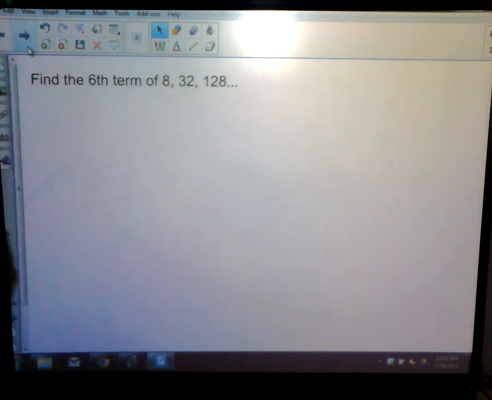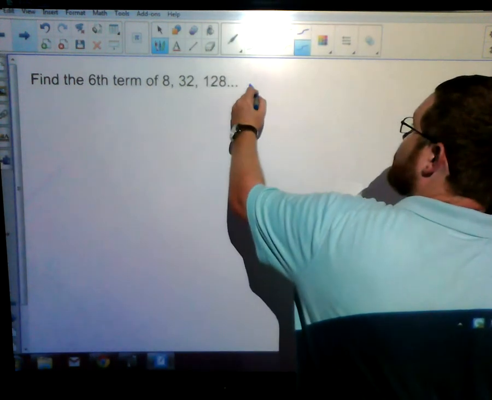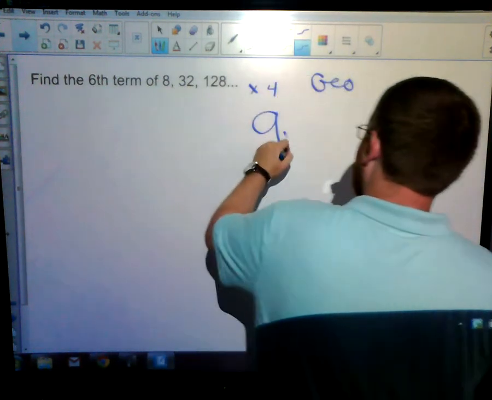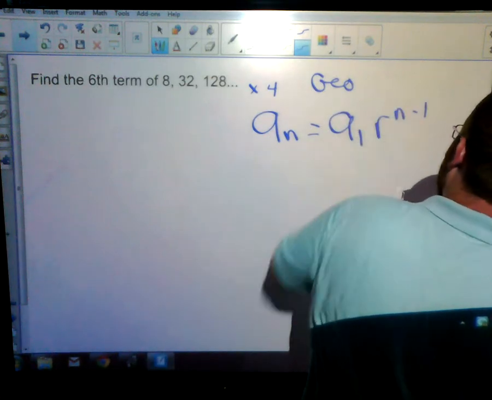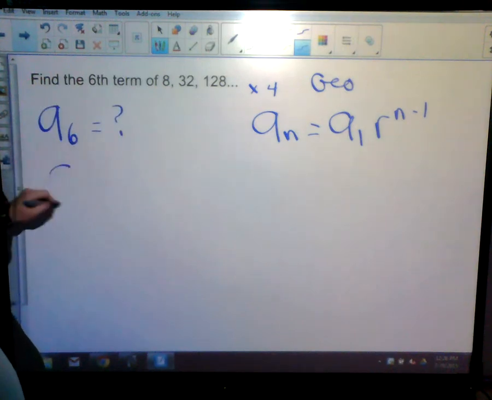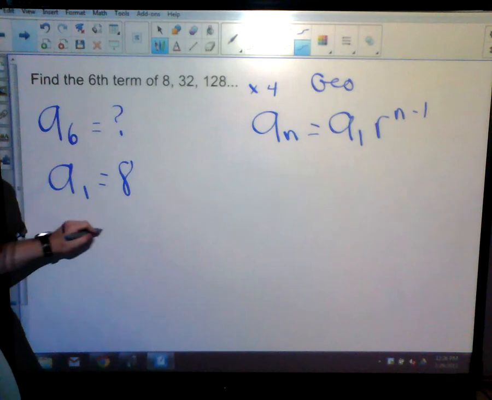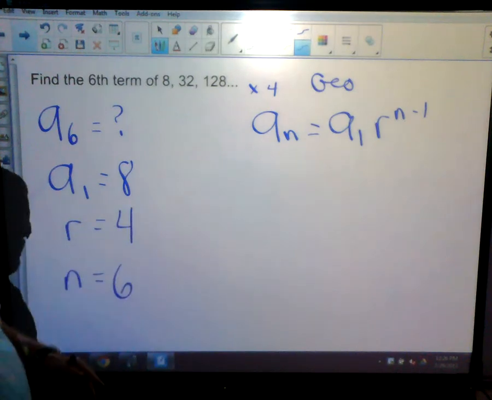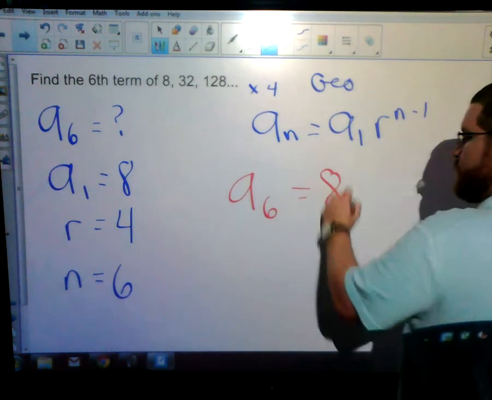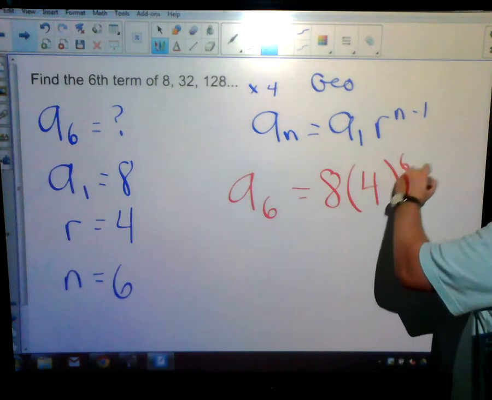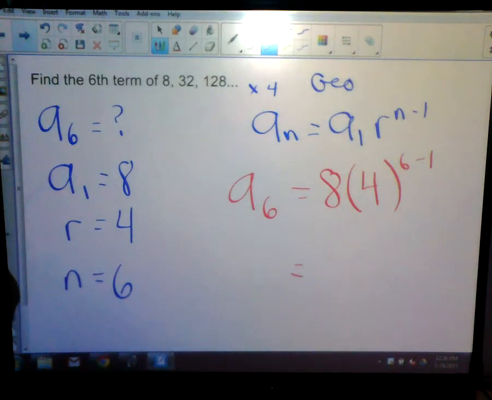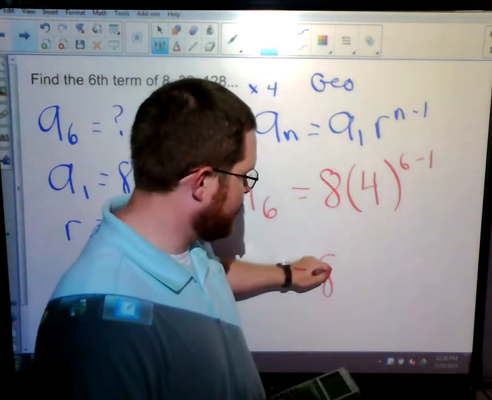Find the 6th term of this. Well, what are you doing every time? You're multiplying by 4, which makes this geometric. So I need the formula A sub n equals A sub 1 r to the n minus 1. I want to know what A sub 6 is. But I know that A sub 1 is 8, R equals 4, N equals 6. Just plug in what I know. A sub 6 equals 8, R is 4, to the 6 minus 1. You plug that into the calculator, you get 8,192.